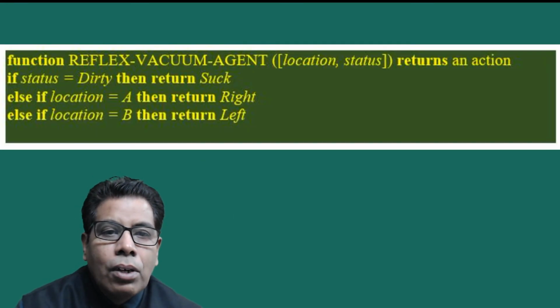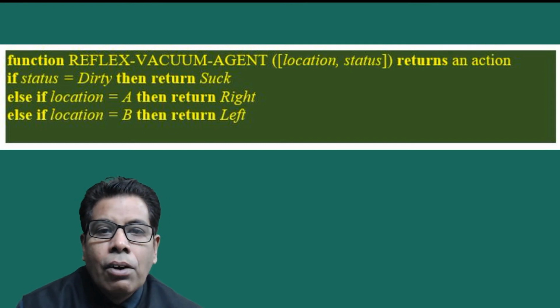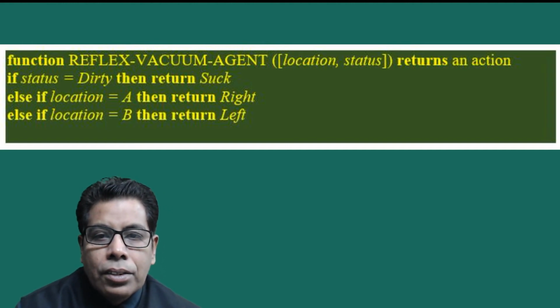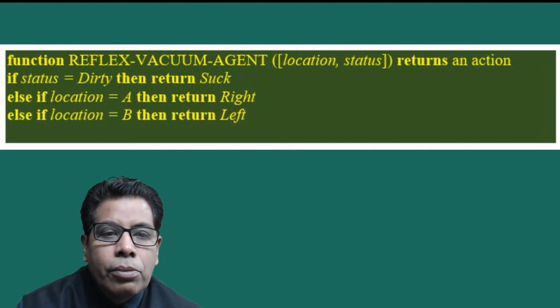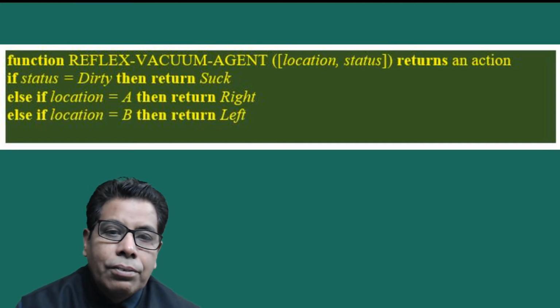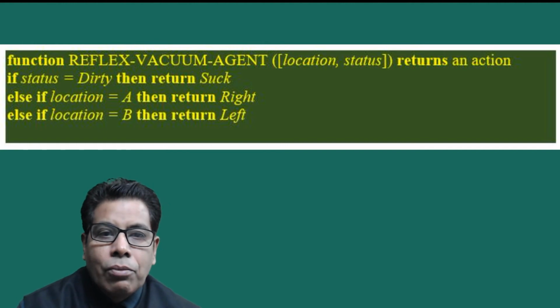As we can see here, we have function reflex vacuum agent, then there are two parameters, location and status, and it returns an action. So if the status is equal to dirty, then it will return suck. Else if location is equal to A, then it will return right. Else if location is equal to B, it will return left. So this is a very simple program for the agent.